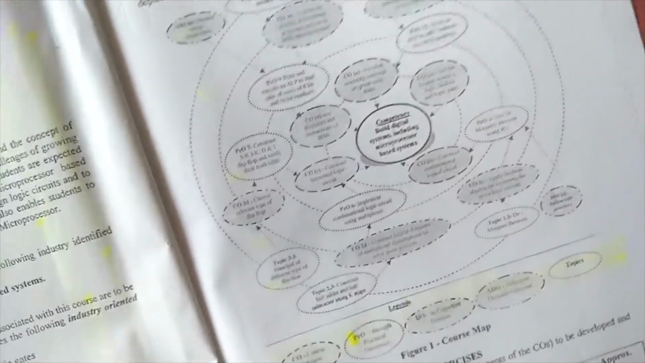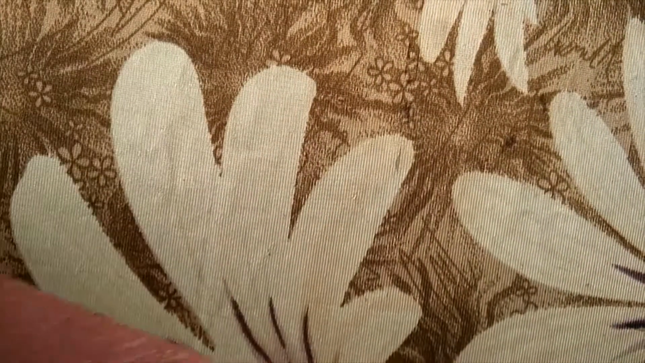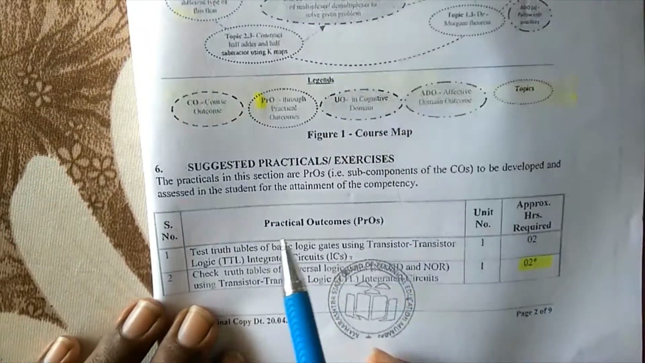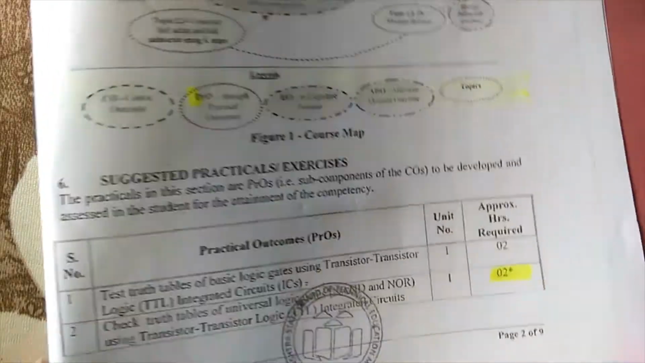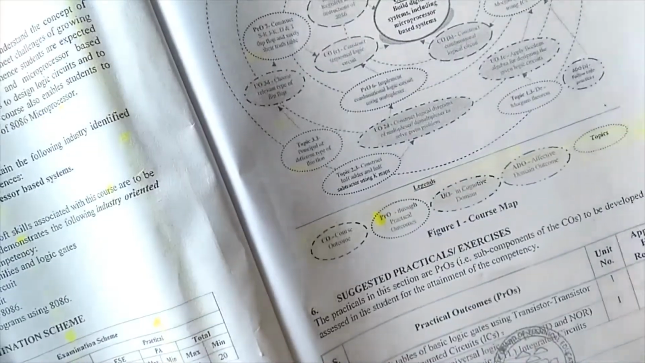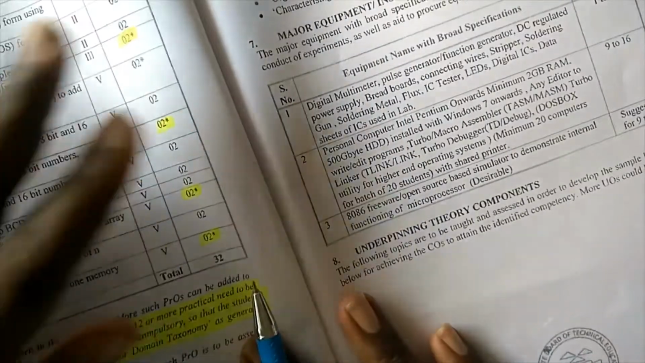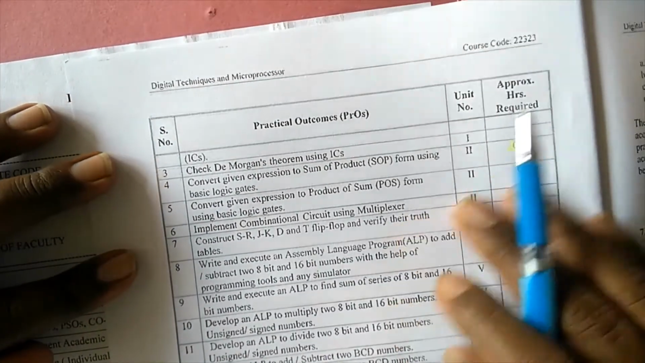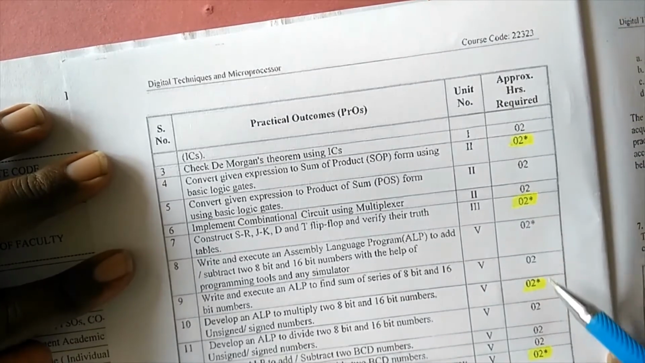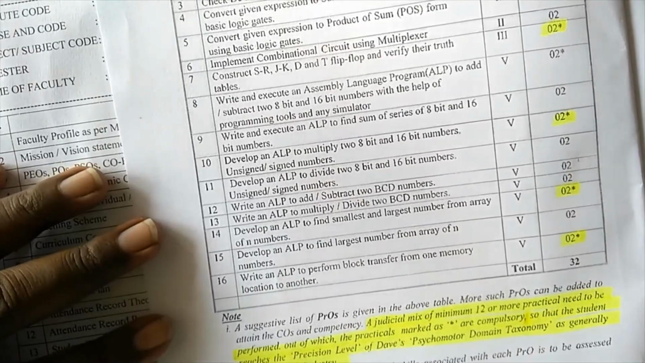Okay. Now we can move towards the practical part. You can see here star marks are there. In the total practicals we have to do a minimum of 12 practicals. So total star marks are there. These practicals are very important.